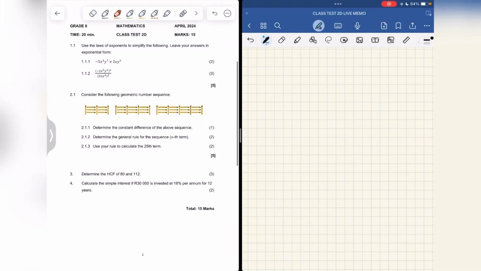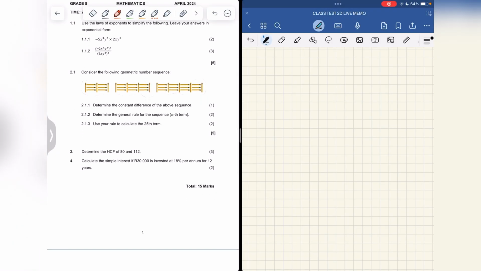Okay, question 2.1. We have some number patterns here, and this is a geometric number sequence that is made up of an arrangement of matchsticks. First of all, I just want to point out that with these diagrams, we immediately want to convert them back into numbers. We don't want to work with pictures really. So this is still term 1. The second picture is term 2, and that is term 3. And we are simply going to properly count.